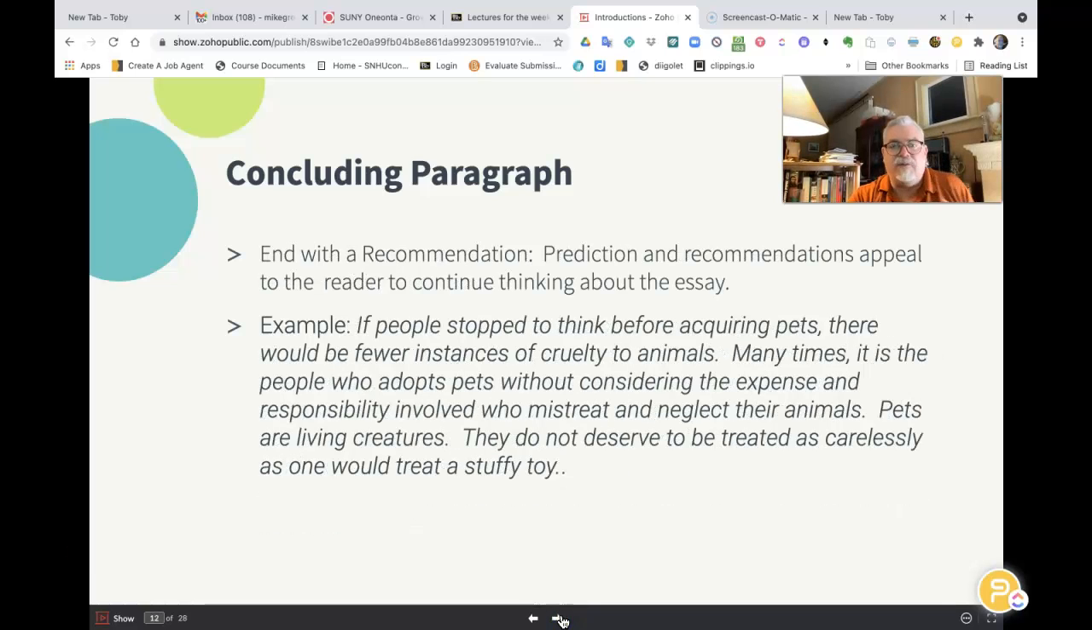Now, another thing is of course, to end with a recommendation, prediction. We talked about that. Some kind of appeal. This is a good one, too. It becomes more timely as I came from Connecticut, and I'll explain how this is kind of timely. If people stop to think before acquiring pets, there would be fewer instances of cruelty to animals. Many times, it is the people who adopt pets without considering the expense and responsibility involved who mistreat and neglect their animals. Pets are living creatures. They do not deserve to be treated as carelessly as one would treat a stuffed toy. Now, again, it's a recommendation. Think before you do things.